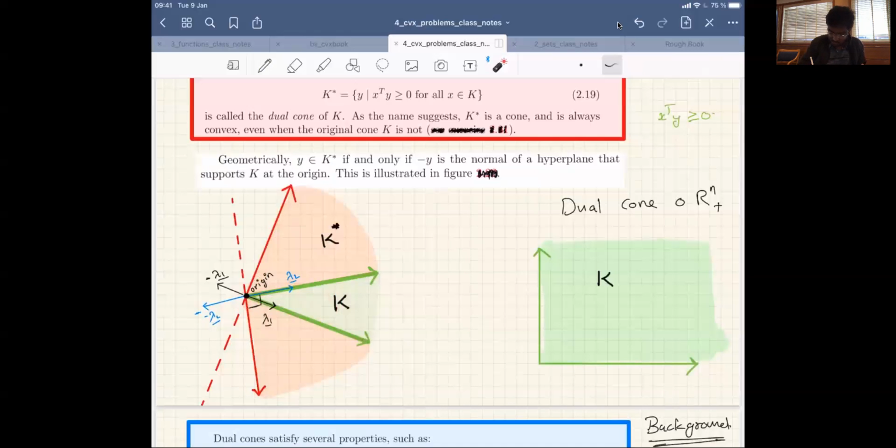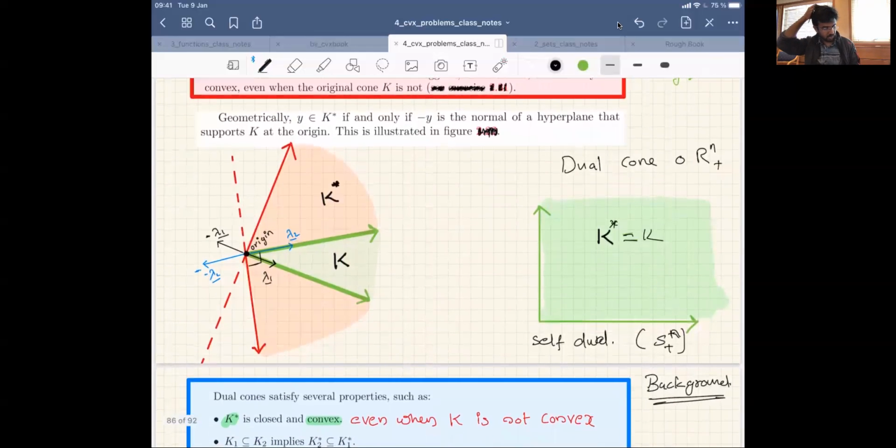So what will be the dual cone of R^n plus? Go to this boundary, 90 degrees with that, and this one, 90 degrees. So that will be the same cone itself. So K star equals K in this case. So this is self-dual. Another example is your S^n plus. You can go to the textbook for the proof of this. It's not usually easy to show through a picture.